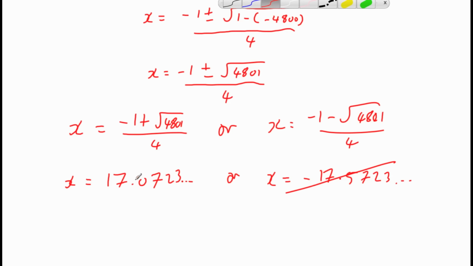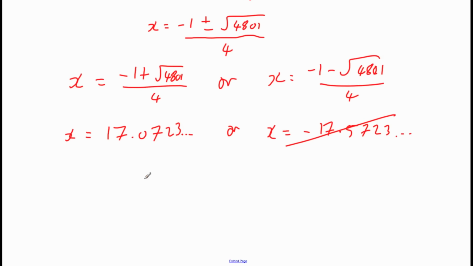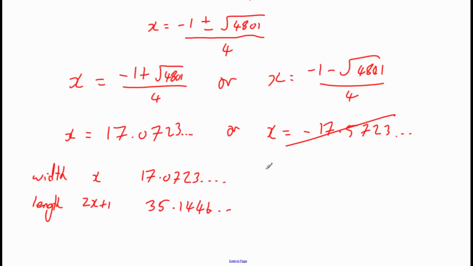So x will be equal to 17.0723. That's going to be the width of our field, and the length is 2x plus 1. So the width is equal to x, which is 17.0723 and so on. To find the length, we need to multiply this by 2 and add 1. Notice I'm not rounding it yet. So we multiply this by 2 and then plus 1, and that gives us 35.1446 and so on. Now we've been told to give our answers to one decimal place, so the answers are 17.1 meters and 35.1 meters. They are the answers for the width and the length of the field.